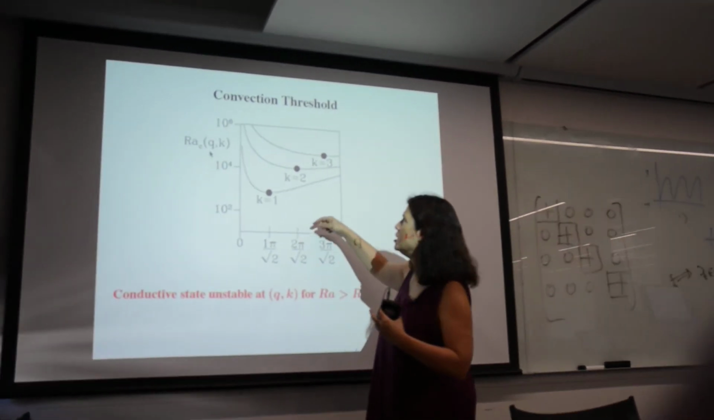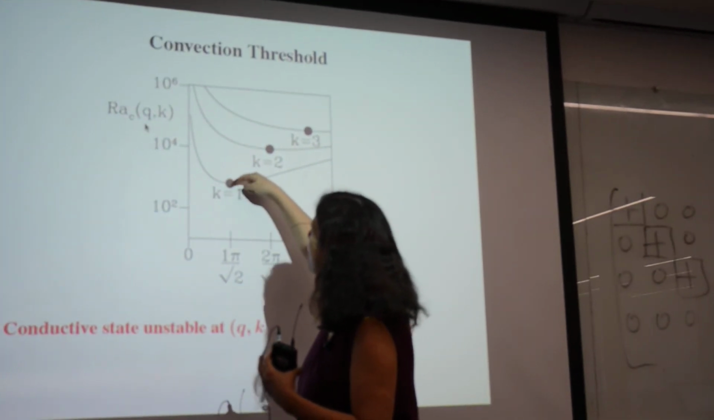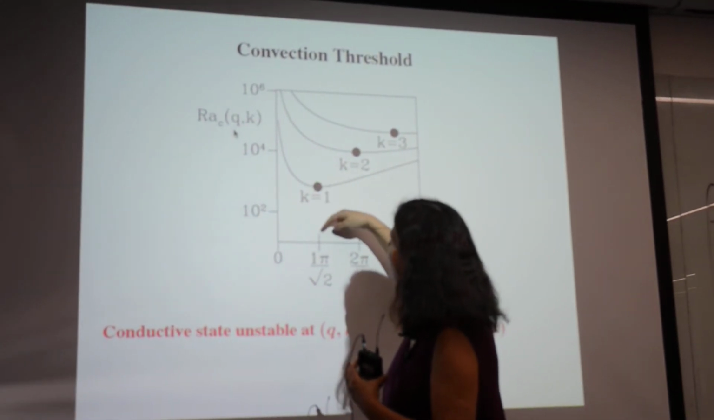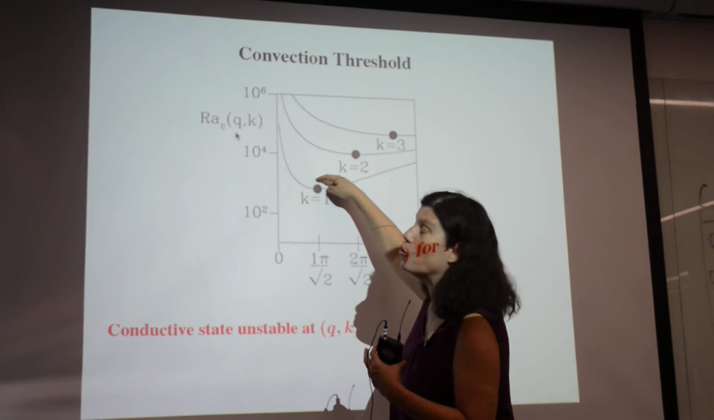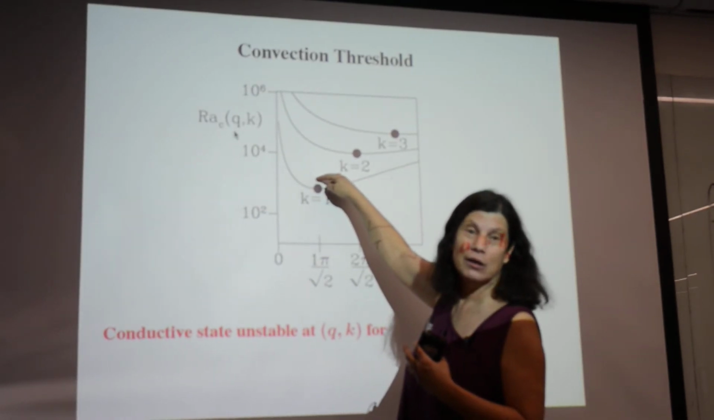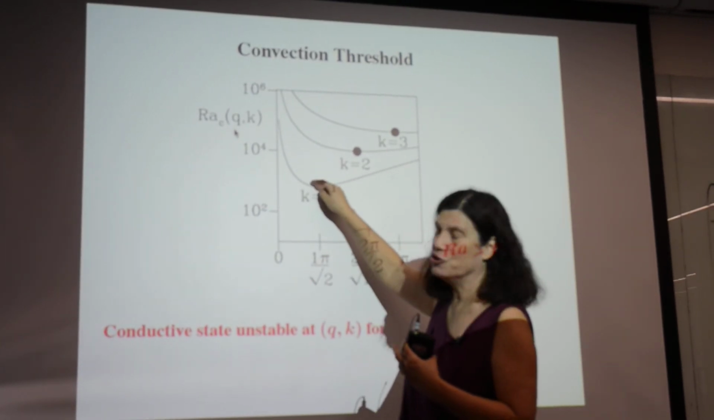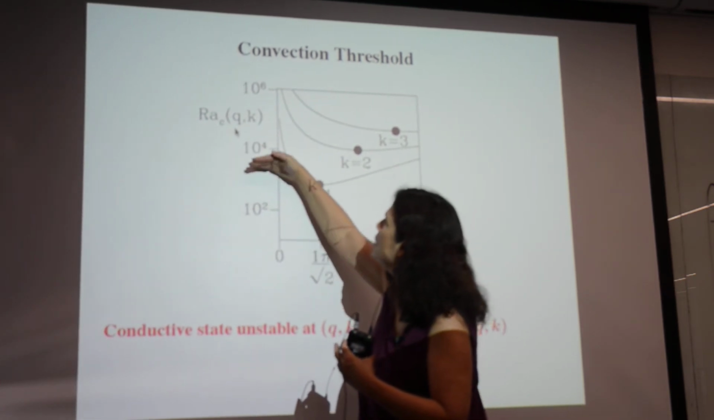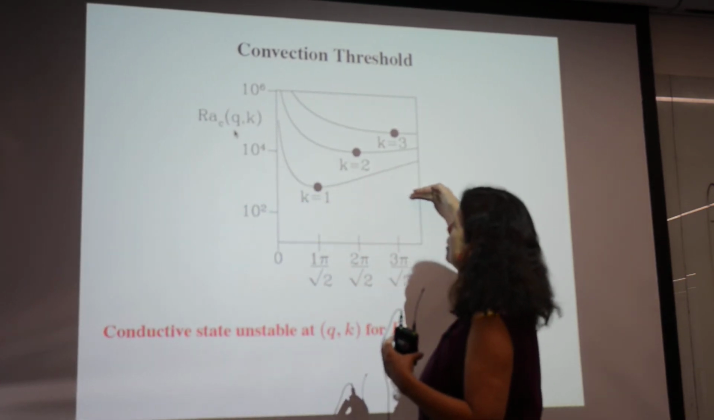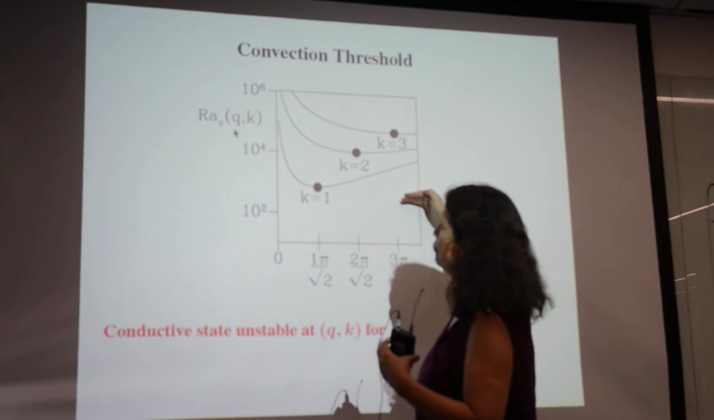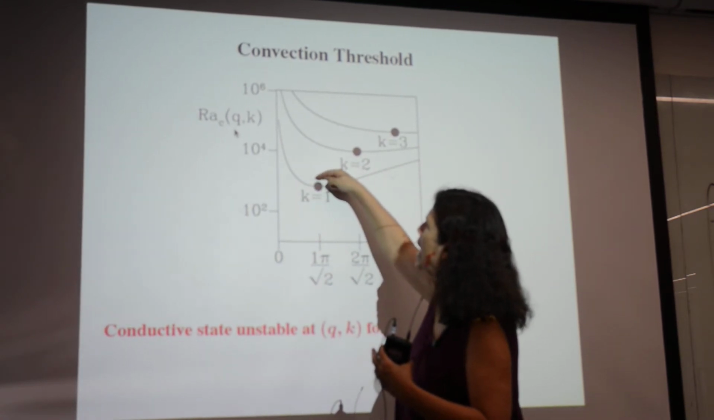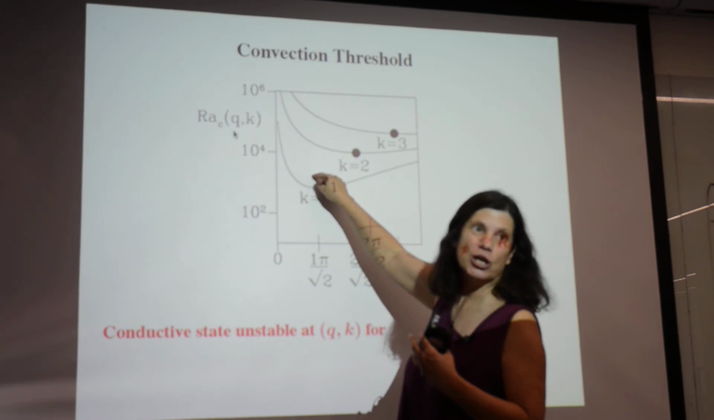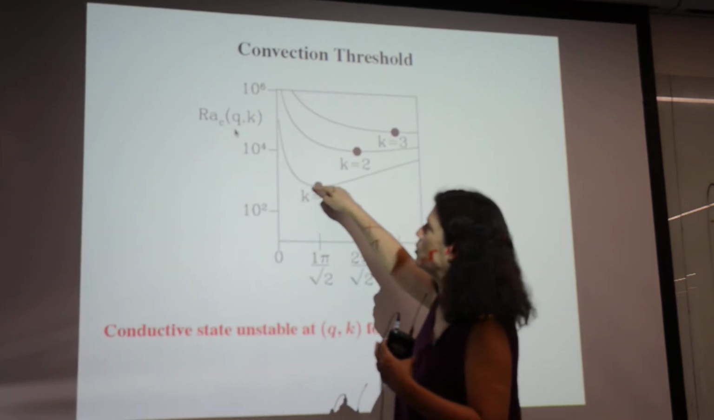And that is achieved if you are above, the lowest one is here, and if you are above this point, then you are above some curve. In particular, this k equal 1 curve, which turns out to be the lowest. You're above this, and so hence you are unstable. So for the Rayleigh number, any place above here is above some curve, and hence you're unstable.